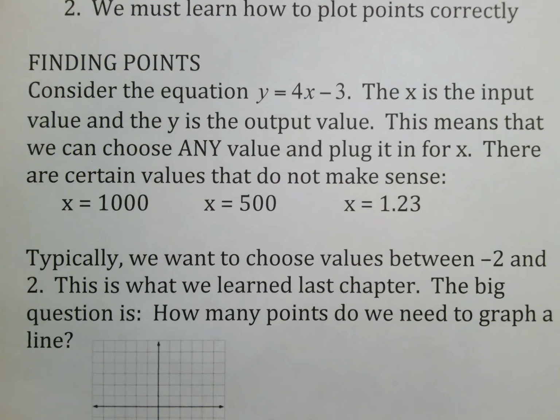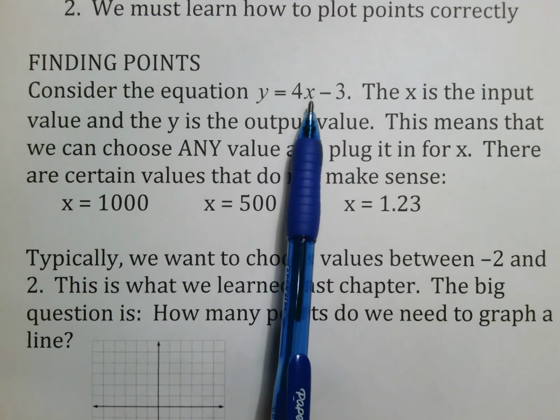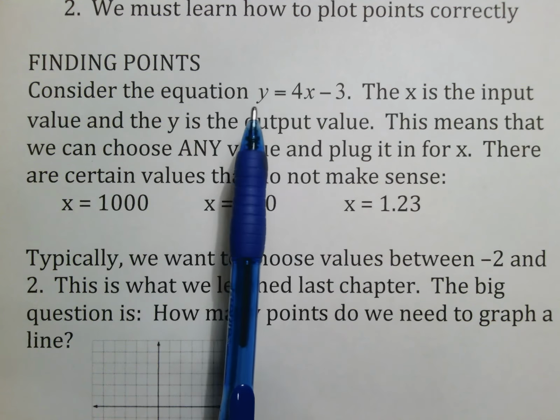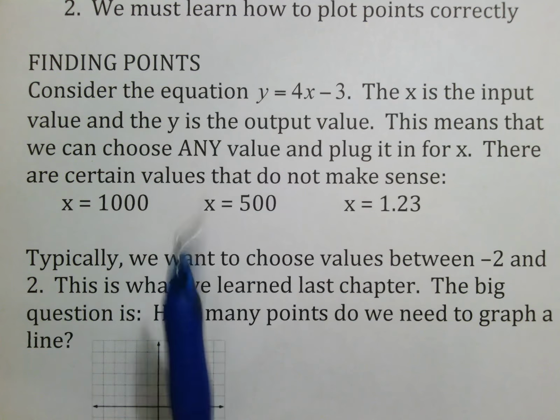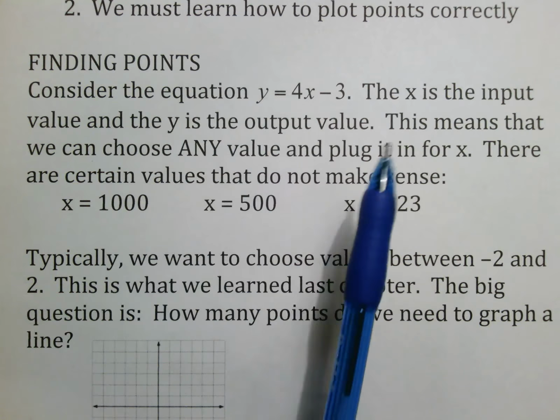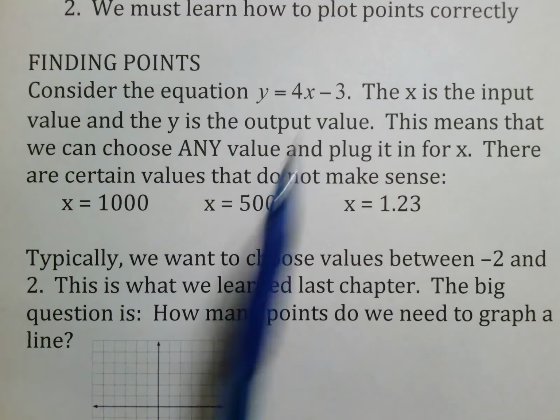First thing we have to learn how to do is find points. So if we consider the equation y equals 4x plus 3, we learned last chapter that the x is the domain or the input value. That means that's what we put numbers in for, and the y is the output value in this case, or the number that comes out.